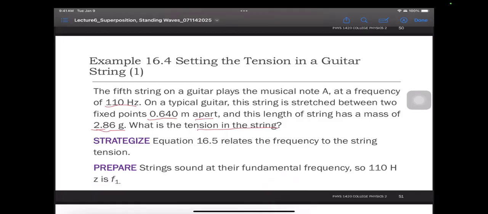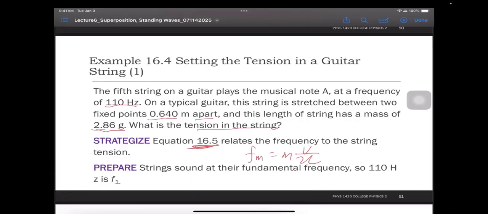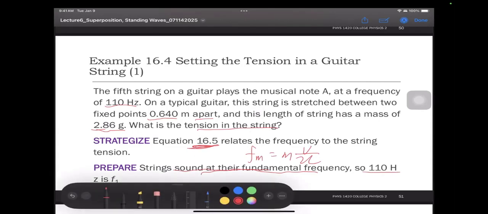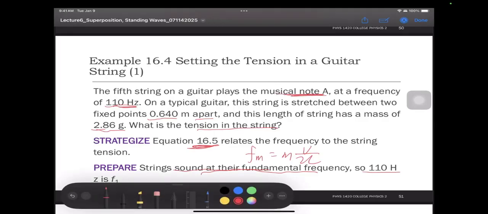Okay, we also refer to equation 16.5, f = v/2L, and let strings sound at their fundamental frequency. So we know that strings sound at their fundamental frequency. So 110 Hertz is the fundamental frequency. There is some musical background here: plays the musical note A, which means it is the fundamental frequency here.